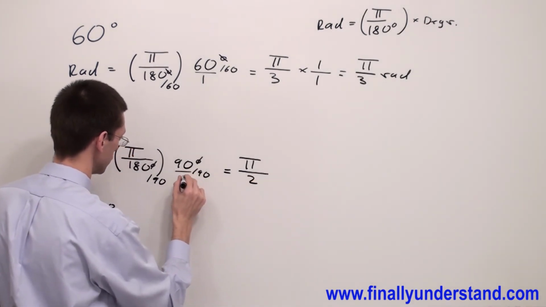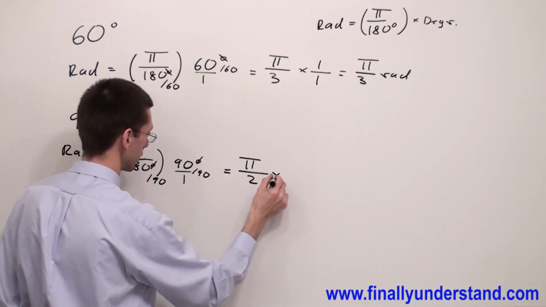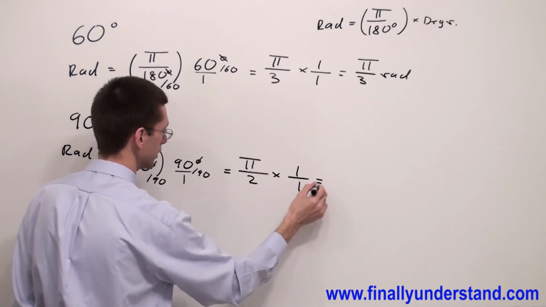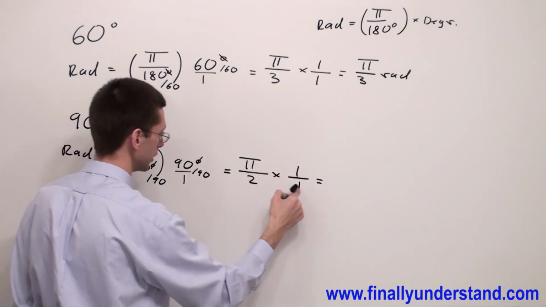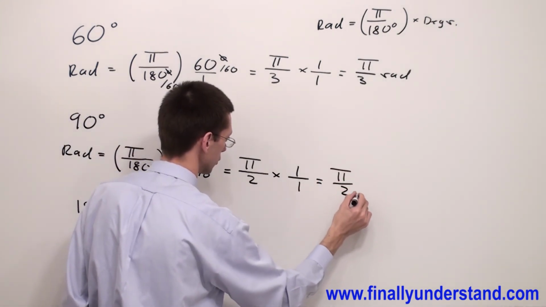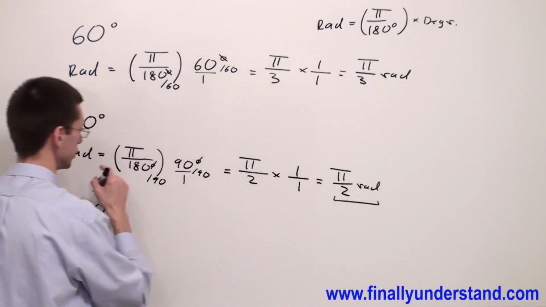And remember, this could be a fraction. 90 divided by 90 is 1. Copy down 1. Anytime you multiply fractions, multiply numerator by numerator, denominator by denominator. That's why you will have pi over 2 radians. This is the solution to this problem.